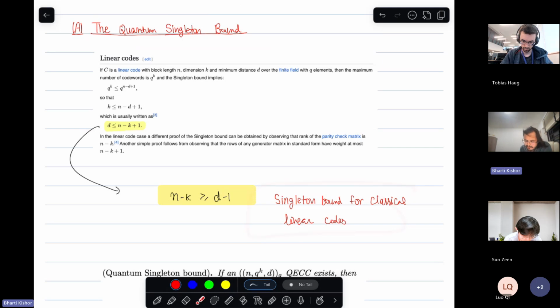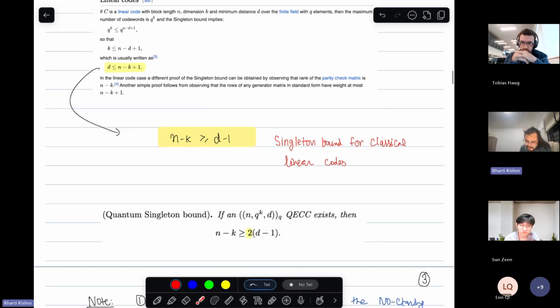And this bound basically says, there's some detail here, which I will share in the slides later and you can read it. But what it says is that the number of physical bits minus the number of logical bits is greater than or equal to d minus 1. That's what it says. So it basically says that k has to be less than or equal to n minus d plus 1. So if you increase your d, k will decrease. So higher protection means a smaller encoding rate. That's what it tells you.